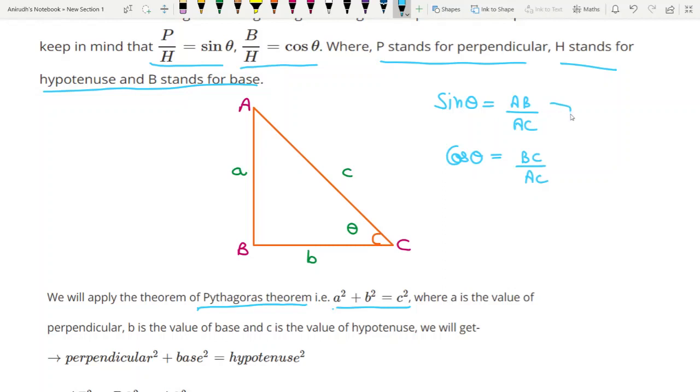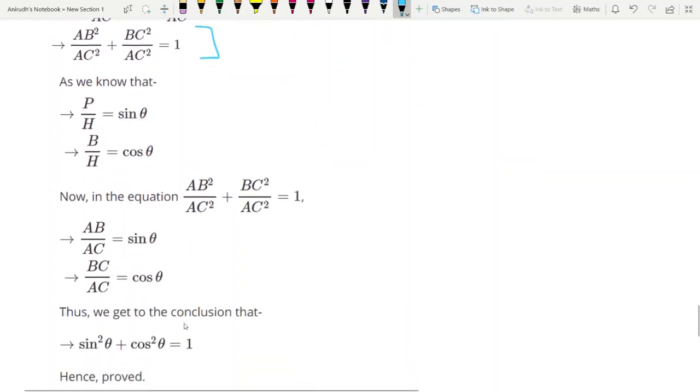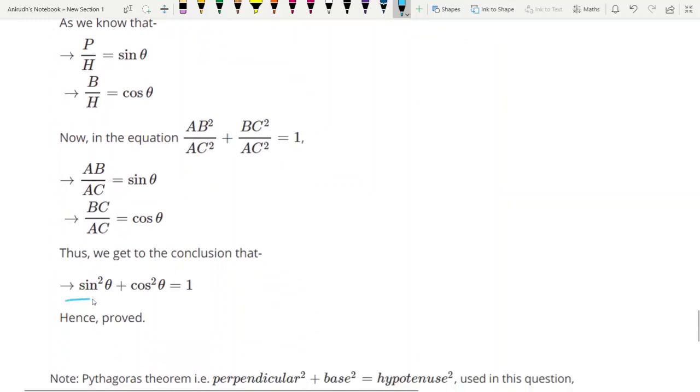Now we will put these values in this equation. After putting these values, we will get our required result, which is sin square theta plus cos square theta is equal to 1. So our trigonometric identity is proved.